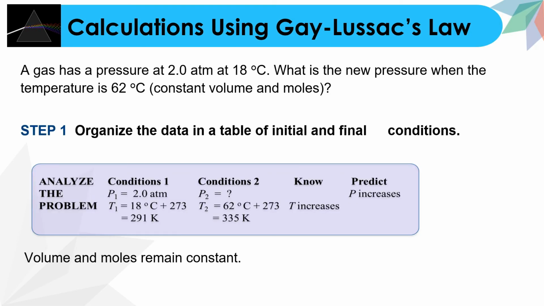This time, let us try calculations using Gay-Lussac's law. A gas has a pressure of 2 atmosphere at 18 degrees Celsius. What do you think is the new pressure when the temperature is 62 degrees Celsius? So, yung P1 dito is 2 atmosphere. Yung T1, convert mo muna siya into Kelvin by adding 273. Yung P2 is what is asked or the unknown. T2, change it to Kelvin by adding 273. You already know that temperature increases, so predicted mo or aasahan mo that the pressure would also increase.